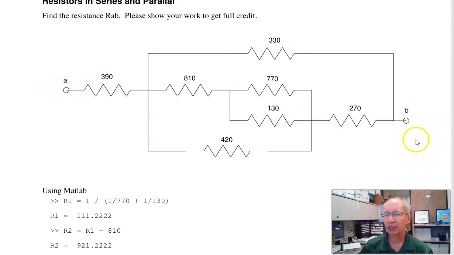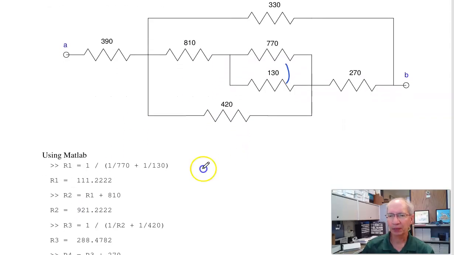The trick here is to figure out what's in parallel, what's in series. In parallel, the resistance is the sum of the inverses, inverted. In series, they just add. So initially, these two resistors in parallel, the net resistance is 111 ohms. In series with 810 gives you 921 ohms. In parallel with 420 gives you 288 ohms.